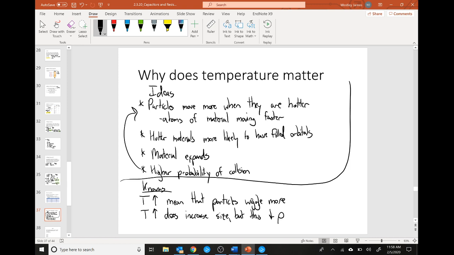And then we have the last one. Hotter materials more likely to have filled orbitals. Actually, as things get hotter, you're going to have more energy, so it's actually more likely for you to strip electrons away. So in that case, you may introduce more electrons into the system, which actually won't have an effect, but that's a really good area to think about. I like that you brought in the filled orbitals there.